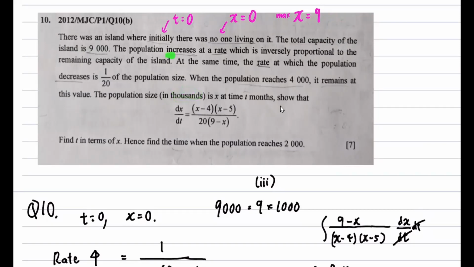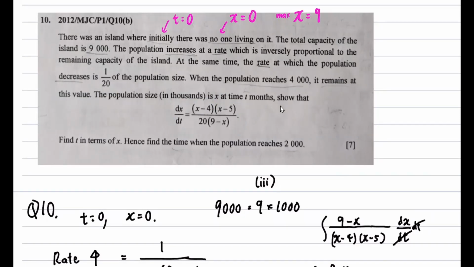The population, they tell you, is increasing at a rate which is inversely proportional to the remaining capacity of the island. At the same time, the rate at which the population decreases is 1/20 of the population size. When the population reaches 4,000, it remains at this value. The population size in thousands is x at time t months. Show that dx by dt is this fraction. I think this is the kind of question that you're interested in, right? That they will find difficult.